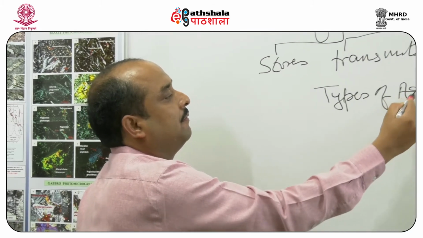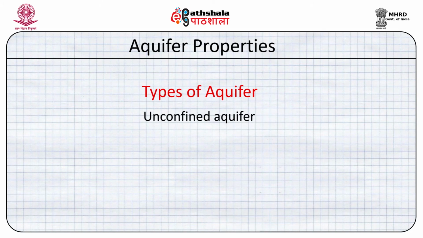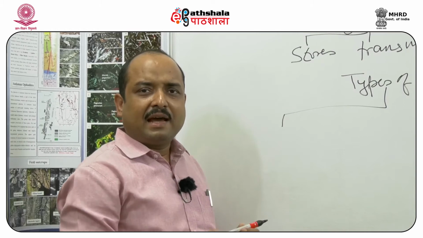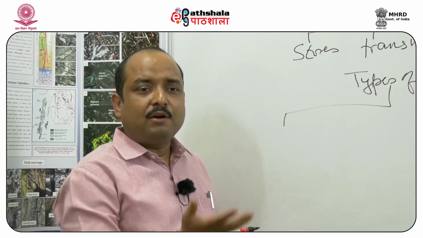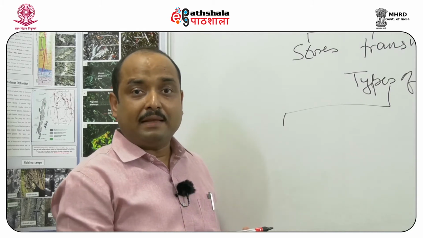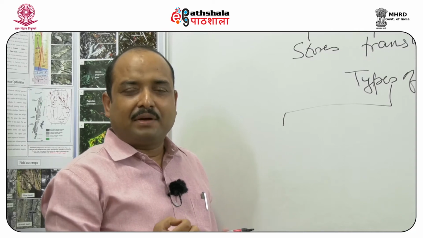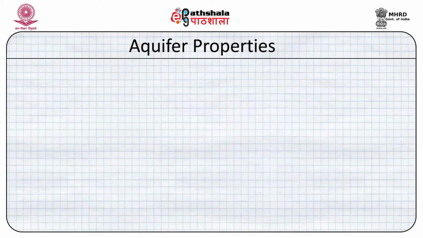Now, we have unconfined aquifer. What is an unconfined aquifer? It's an aquifer where at the bottom you have impervious material and the top is open. There is no impervious material. So, rainwater can infiltrate and percolate directly, saturate it and create water table.